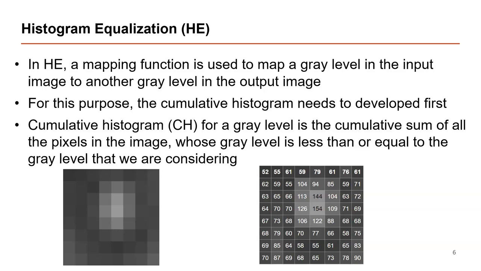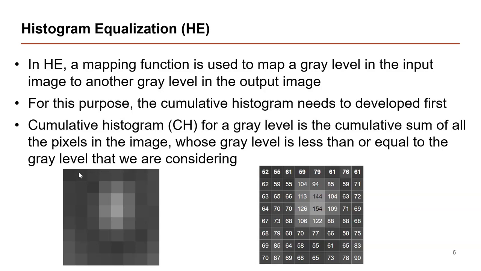Now, this background about histogram equalization I have taken from Wikipedia for easier understanding. Basically in histogram equalization, we will use a mapping function which will be used to map a gray level in the input image to another gray level in the output image. The first step here is to find the so-called cumulative histogram. The cumulative histogram at a gray level is defined as the number of pixels at that particular gray level or less than that.